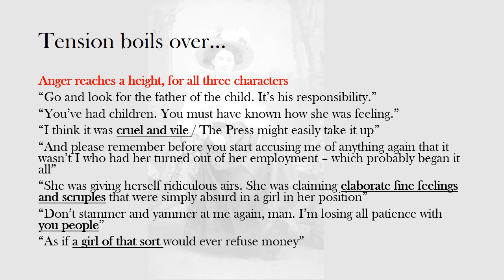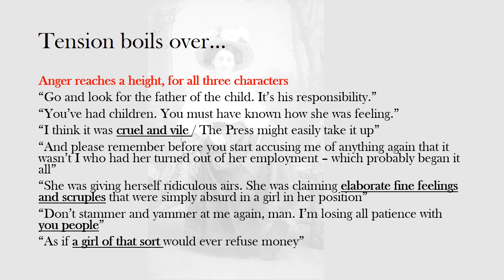And a very, very commonly used one, again, same as the elaborate fine feelings and scruples, as if a girl of that sort would ever refuse money. That sort. Working class, poor. Sybil cannot understand that a poor person would ever refuse money for any situation. Again, she cannot understand the scruples.